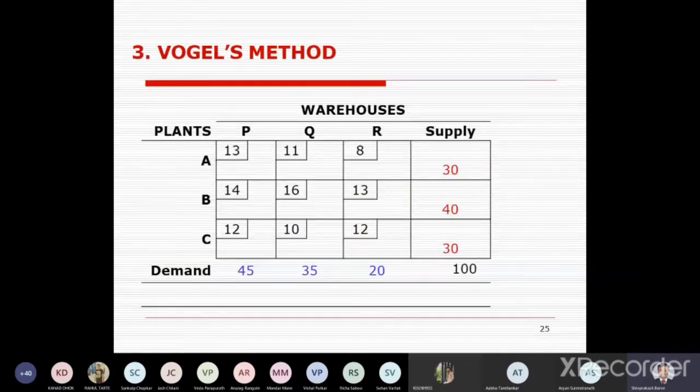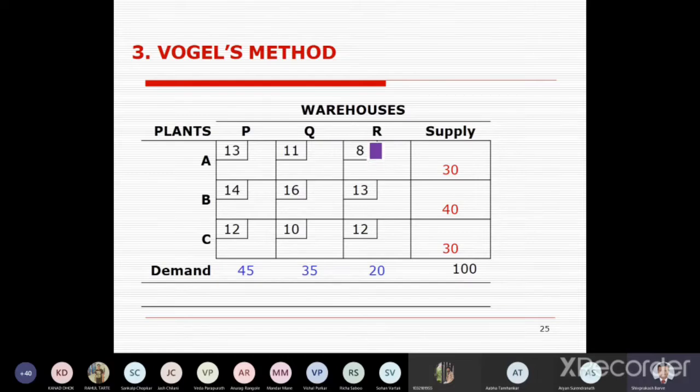I will explain this with the same numerical. So we are considering the same numerical, where you can see these 3 plants and 3 warehouses, with the same capacity, and these are the cost figures. Now we want to solve this numerical using Vogel's approximation method. This method states that I consider this cost, and for every row find out which is the minimum cost. Here the minimum cost is 8.